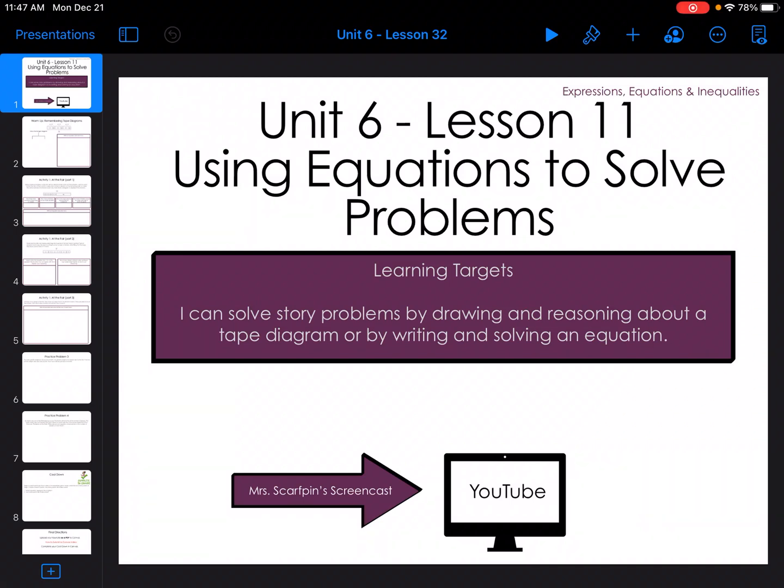Unit 6, Lesson 11, using equations to solve problems. I can solve story problems by drawing and reasoning about a tape diagram or by writing and solving an equation.